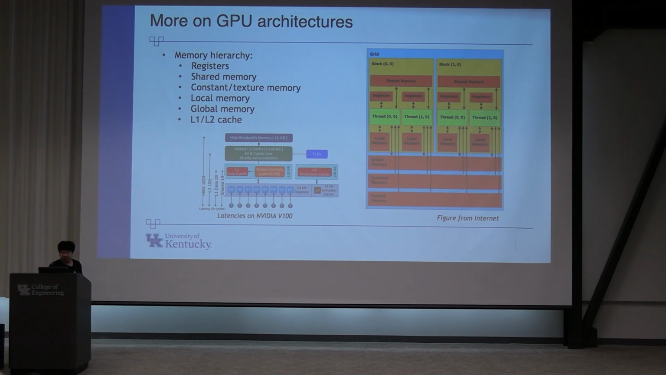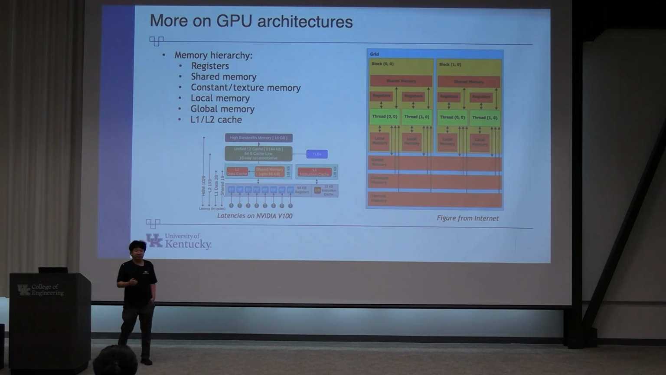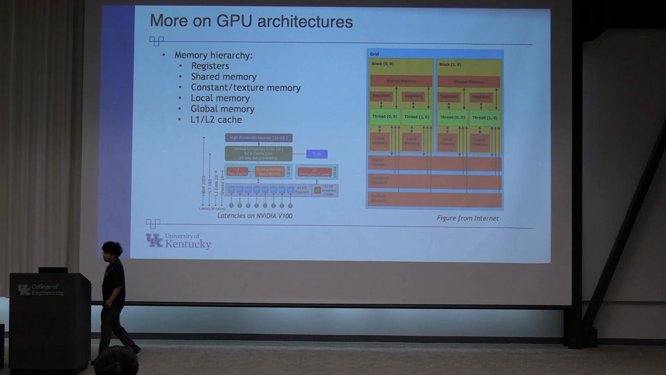And it has L1 and L2 caches, which are smaller than those in CPUs, but can offer considerable data access performance. The figure on the right shows the typical hierarchy of the memories, and the figure on the left shows the latency of different memory schemes. As we can see, if you put data in shared memory, it will be much faster than accessing the global memory. As a result, leveraging shared memory is an important optimization for GPU-based applications.